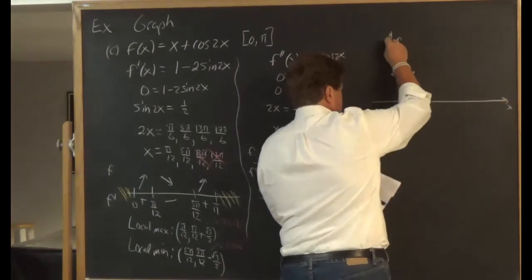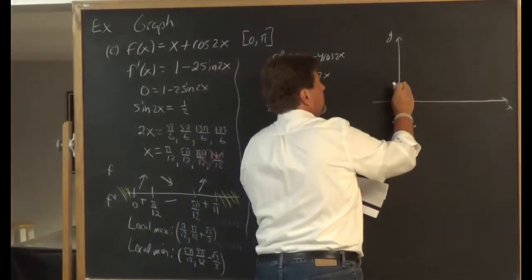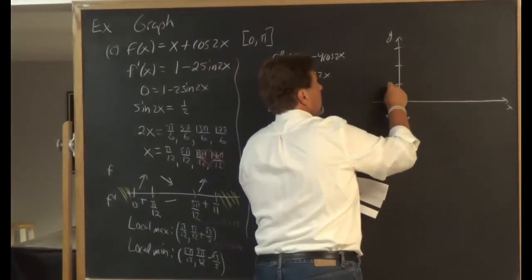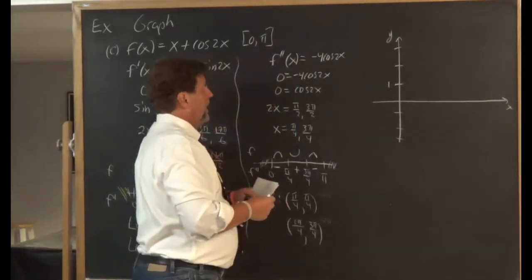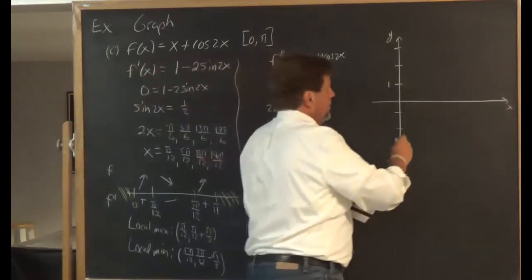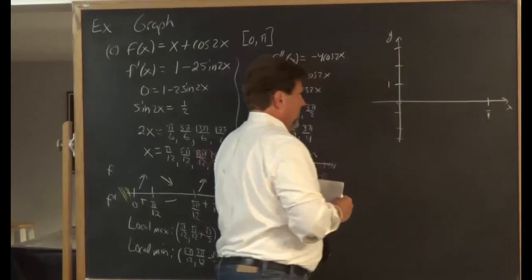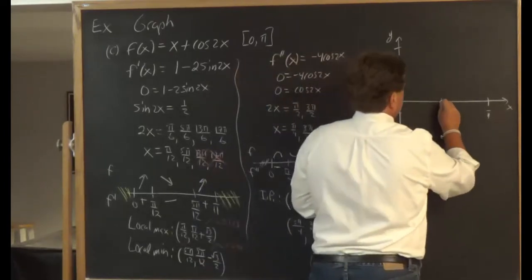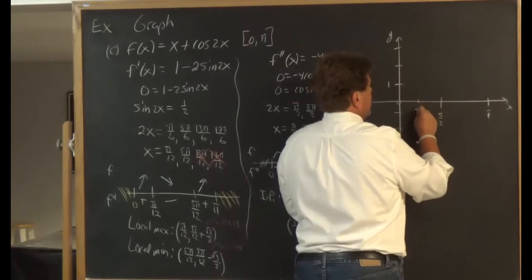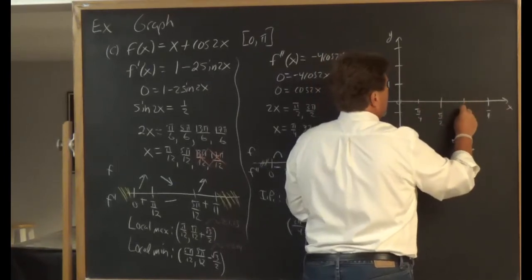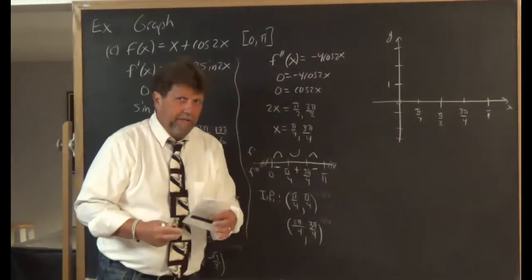Alright, so there's x, there's y. Scale the y-axis by 1s. Let's see, the x-axis, I need to go from 0 to pi. Let me split that in half. Pi over 2. Let me split it again. Pi over 4 and 3 pi over 4. Alright, so let's plot the points that we found.